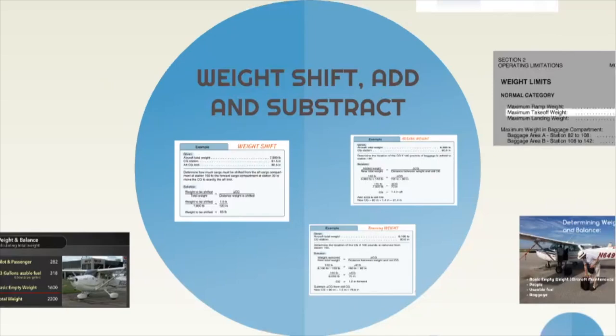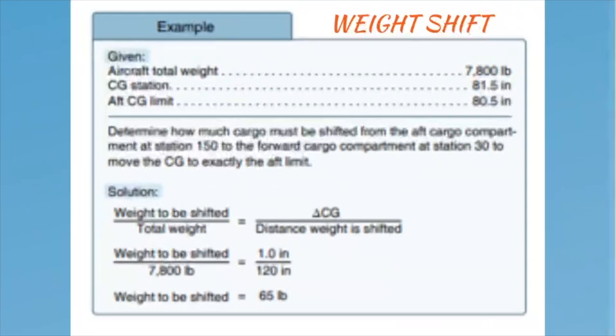Weight shift, add and subtract. This is very important. So the weight shift, given this example, aircraft total weight, CG station, and the aft CG limit determine how much cargo must be shifted from the aft cargo compartment at the station 150 to the forward cargo compartment at the station 30 to move the CG to exactly the aft limit. So the solution, make sure you memorize these formulas.